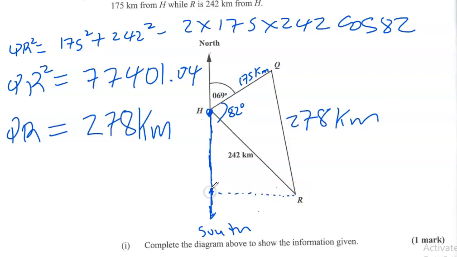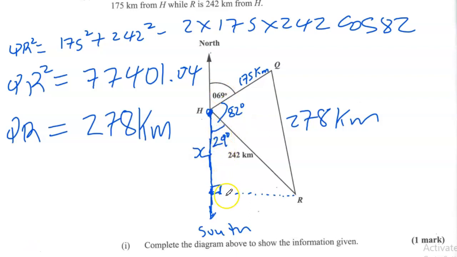Alright, so one is the southern distance. Well, let's call this X, the southern distance of R from H. Let's see if we can get some angles here. All angles in a straight line add to give 180, right? So this angle here is 69 plus 82, that's 151, which means that this angle would be 29 degrees. Remember, all these three angles must add to give 180, right?